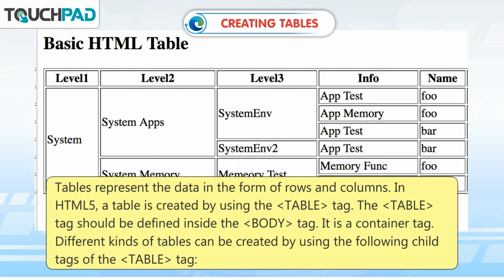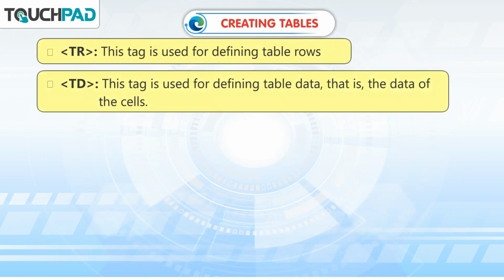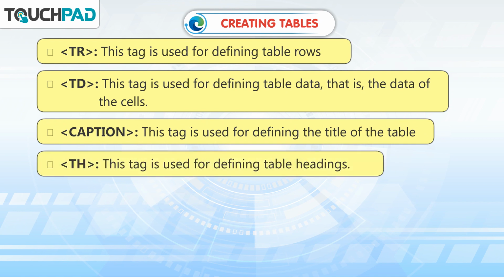Different kinds of tables can be created by using the following child tags of the table tag. TR, this tag is used for defining table rows. TD, this tag is used for defining table data, that is the data of the cells. Caption, this tag is used for defining the title of the table. TH, this tag is used for defining table headings.